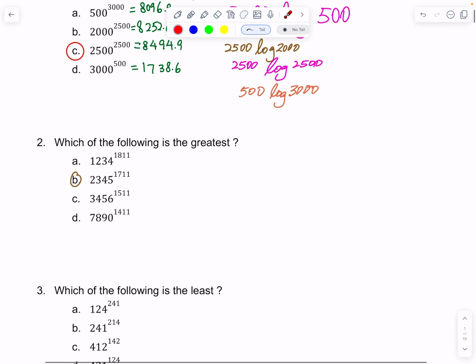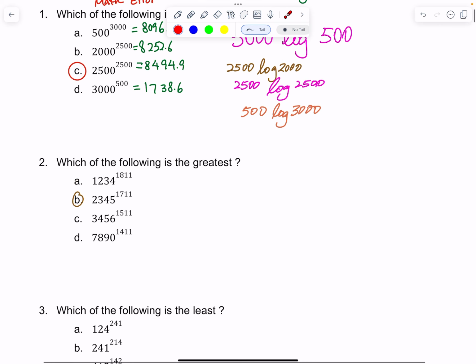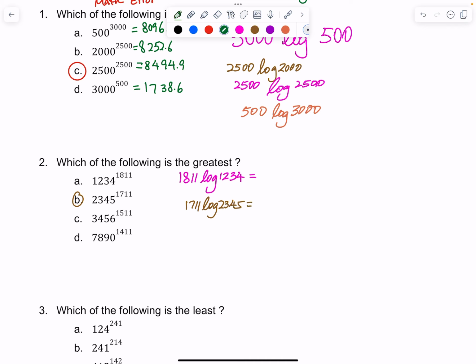Oh, same for this one. Because when I click it, it becomes math error. So the power first, take log, 1 2 3 4, and you should be able to get, I don't know, because I did not click it and I don't have a calculator. So you click it and then see which one is the greatest among them all.